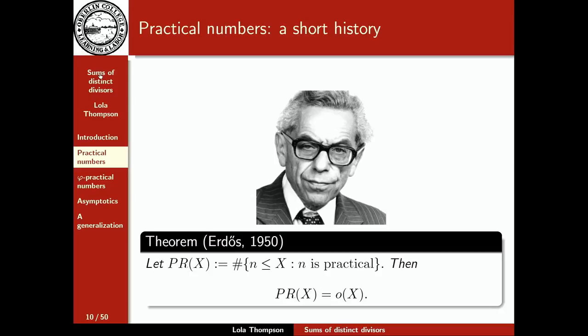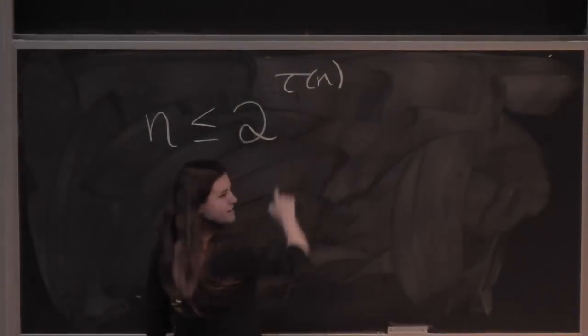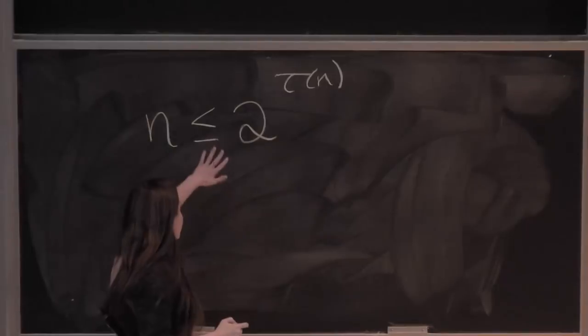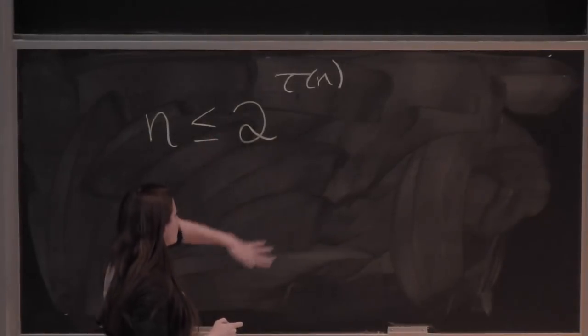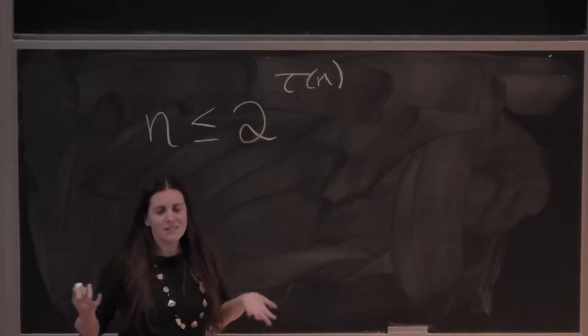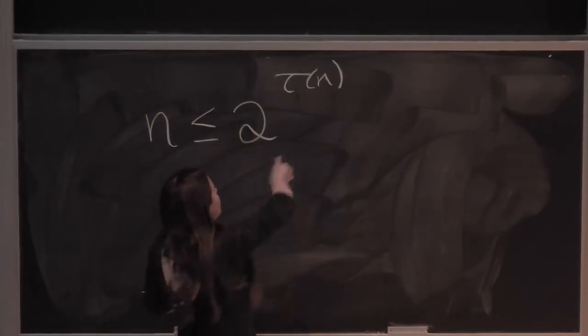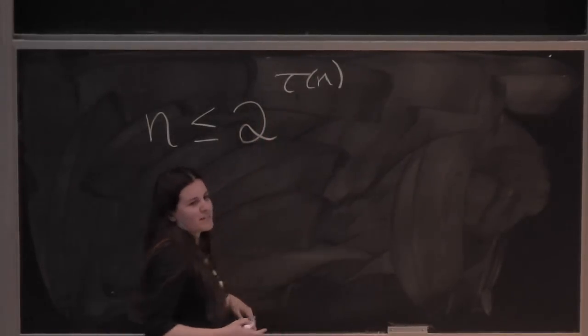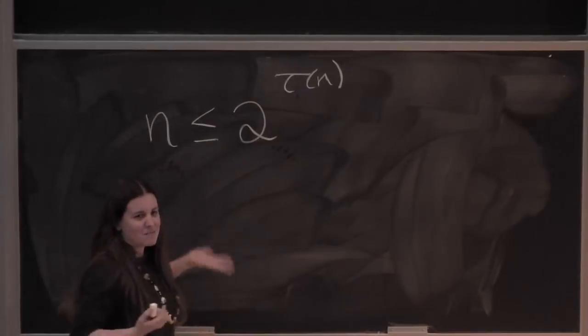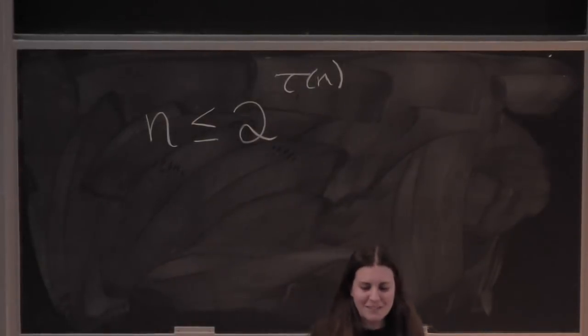Maybe I'll write one thing on the board because it's easier than saying it. If you want n to be practical, we need it to be the case that n is less than or equal to 2^tau(n), where tau here is the count of divisors function. We need this to be true because if we're trying to make all the integers between 1 and n as sums of divisors of n, well, this is the number of different possible sums of divisors of n, so that better be at least as big as the number of integers between 1 and n.